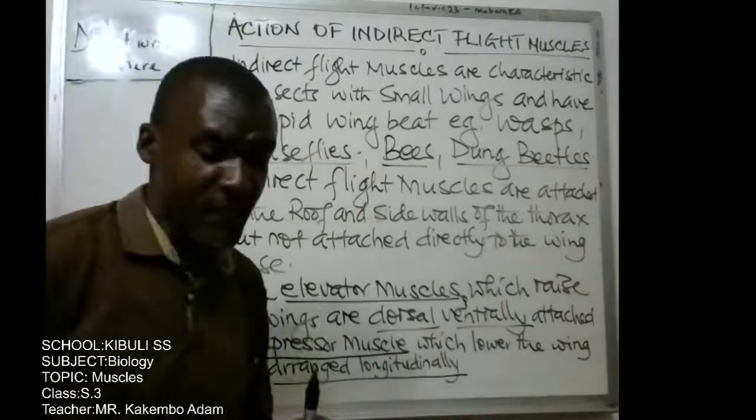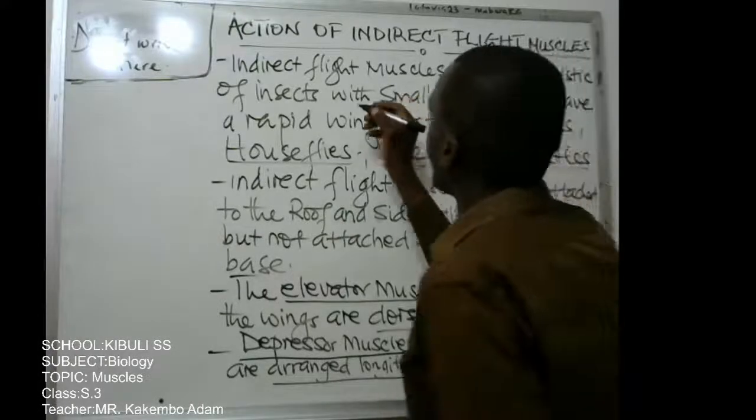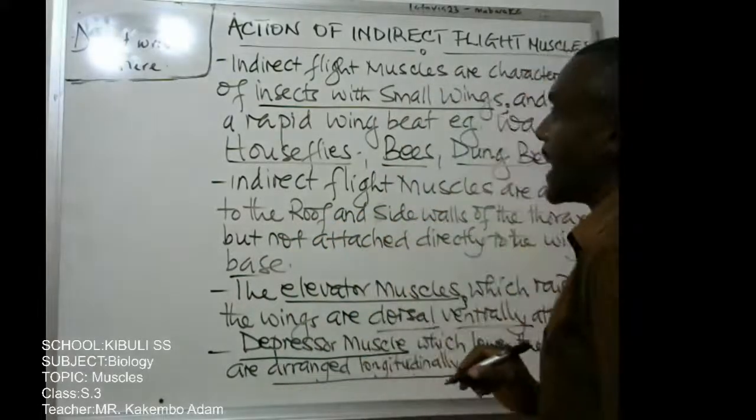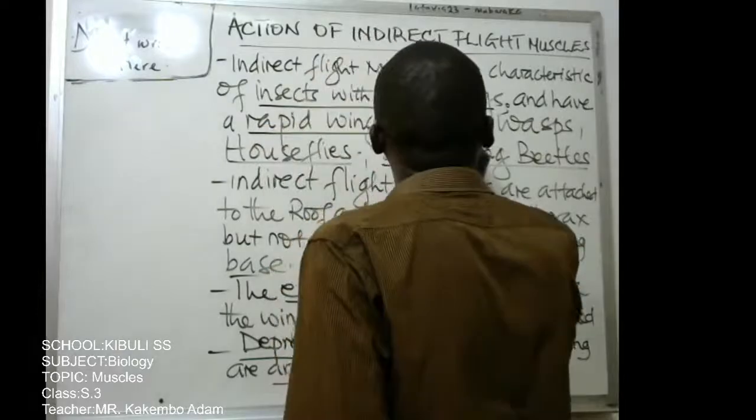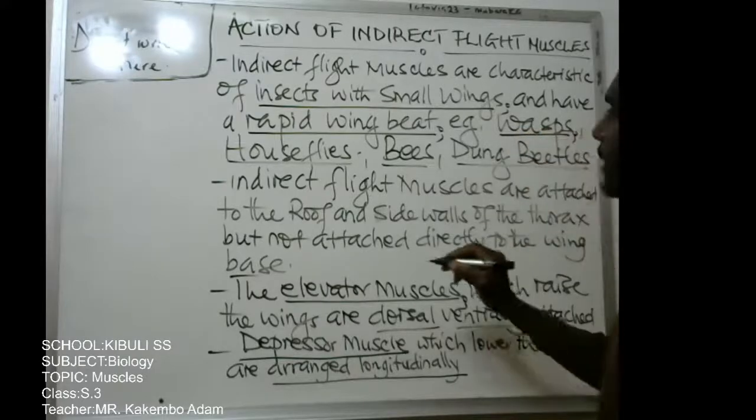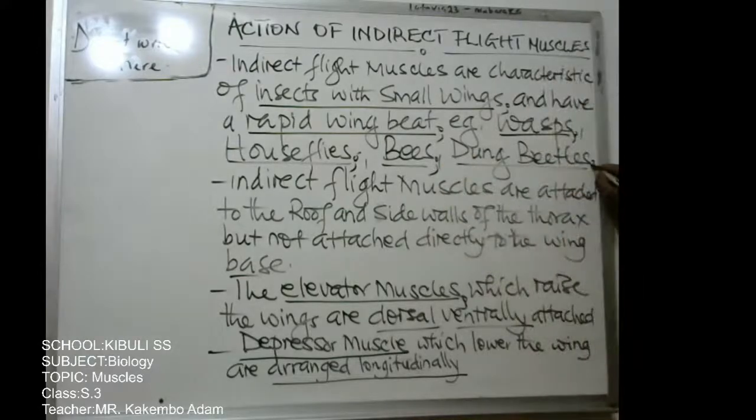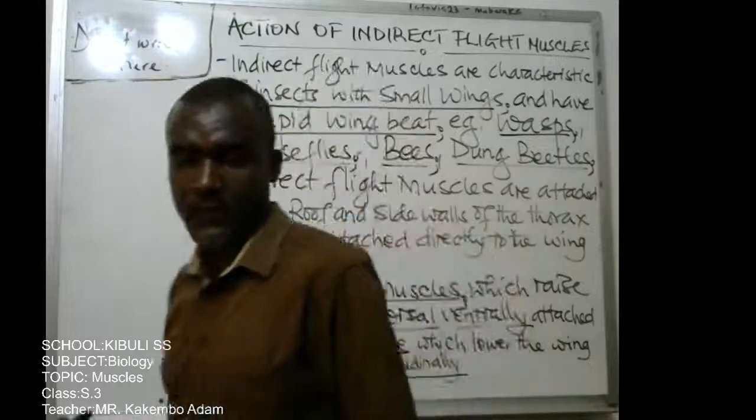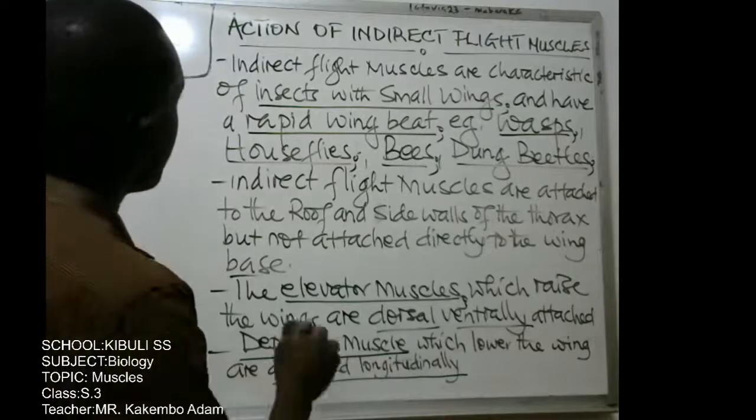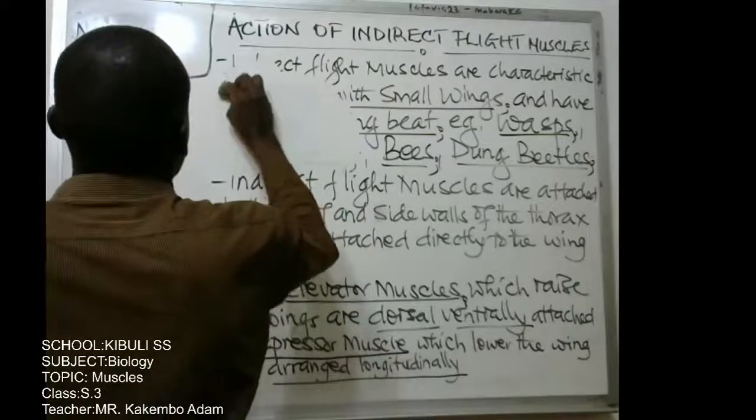Please take note. Indirect flight muscles are characteristic of insects with small wings, and they have a rapid wing beat. Examples we have cited are wasps, houseflies, bees, and also the dung beetle or dung roller. So we need drawings to show the arrangement and attachment of those indirect flight muscles in the body of such insects.